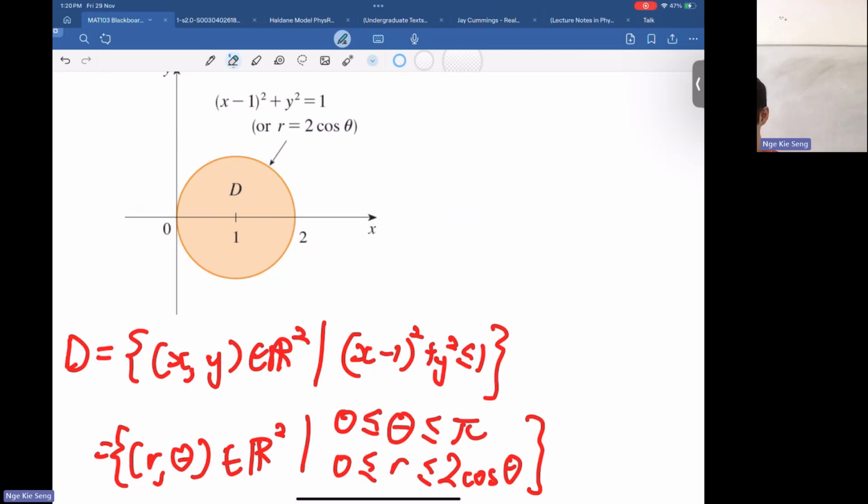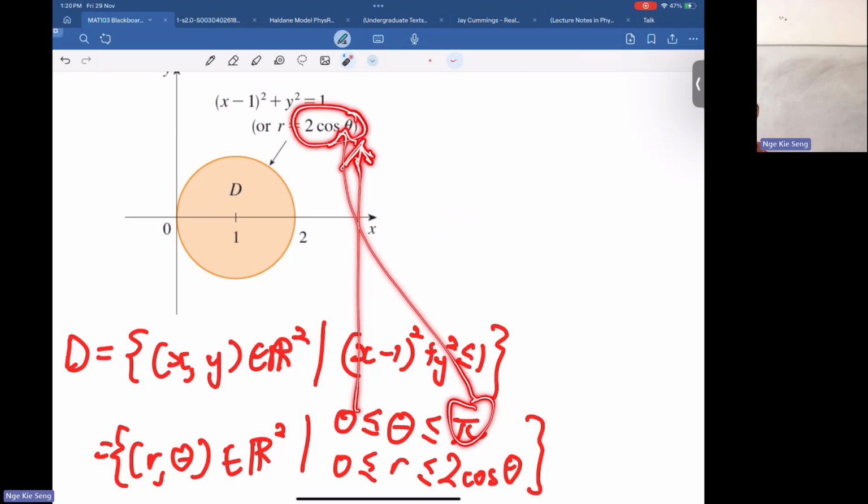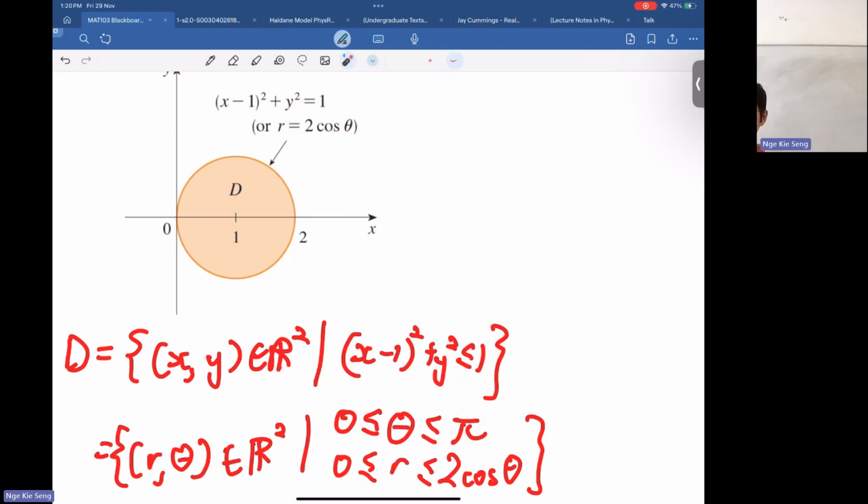If you are not sure why this one is 0 to pi, you can plot it in here. So if you plot theta equals 0, what do you get? Radius is 2. And then if you plot theta equals pi, what is 2 cos pi? Minus 2. Correct? Minus 2. So minus 2 at angle pi means what? You need to turn it back. Correct or not?